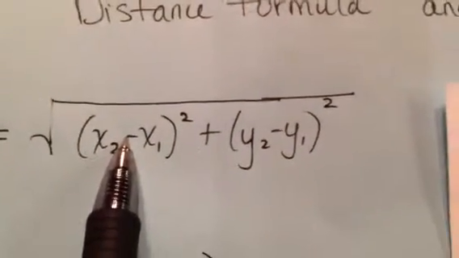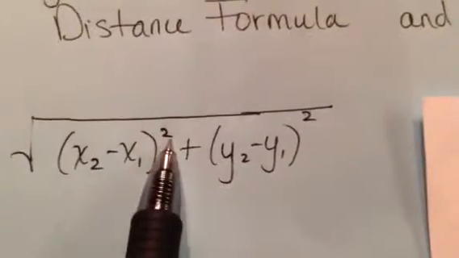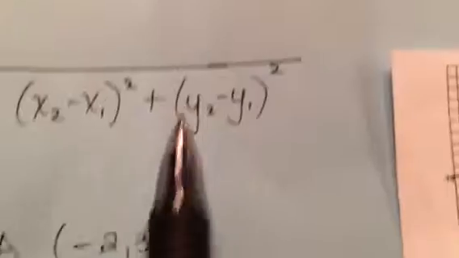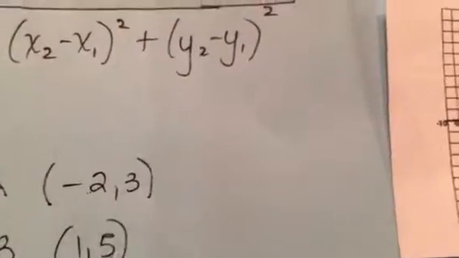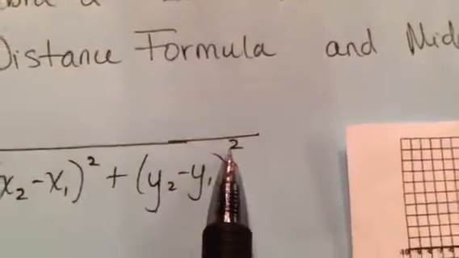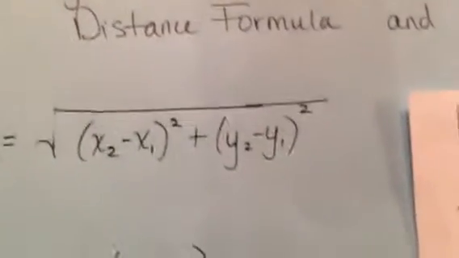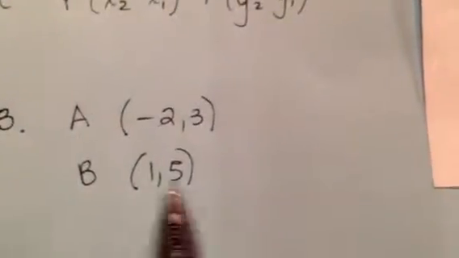Who cares what order you're going to do it in? And then square it. Okay? You're going to do the same thing with 2 different y values right here. You're going to subtract them and then square it. After you do that, add them together, take the square root, you've got it. Okay? Let's do one for example.